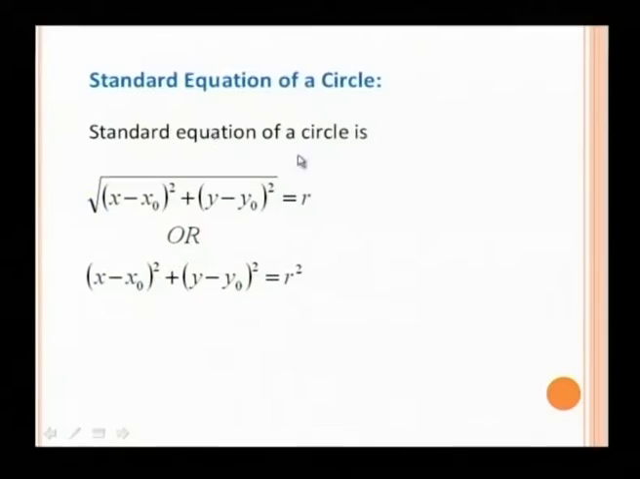To find out the equation of the circle, again we would use the distance formula. You can see the standard form or standard equations of circles on the screen. The standard equation of a circle is the square root of (x minus x naught) whole square plus (y minus y naught) whole square is equal to r, where r is the radius. Or, taking the square on both sides, we have (x minus x naught) whole square plus (y minus y naught) whole square is equal to r square.